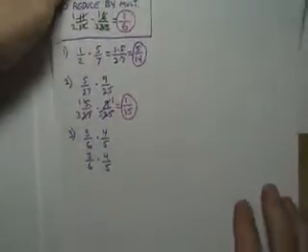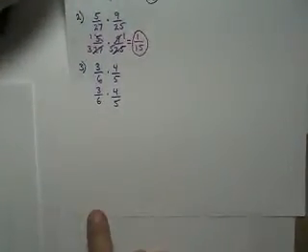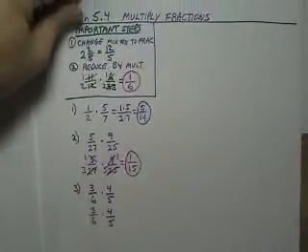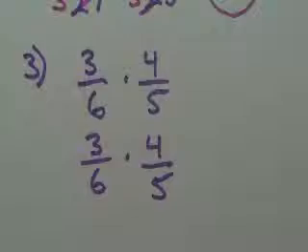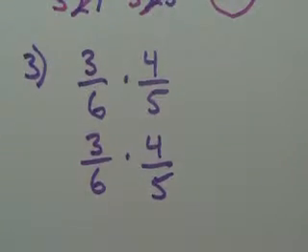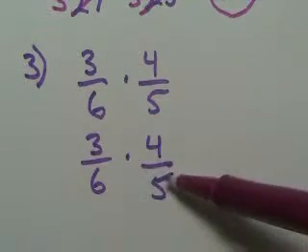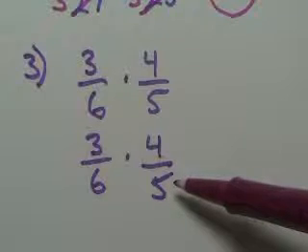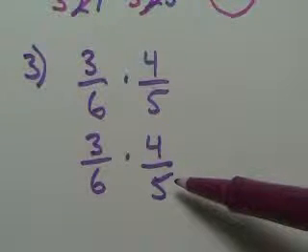Just to let you know, I'm writing fairly small. Here's the bottom of my paper, just to give you some idea. So 3/6 times 4/5. So here's my original problem. I'm going to rewrite it down below here. And now I'll start reducing.